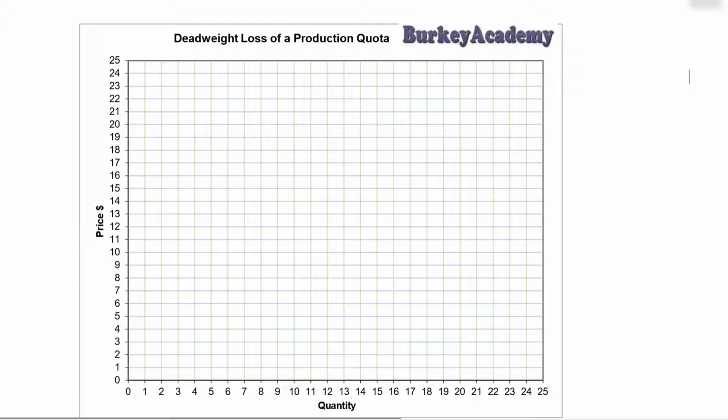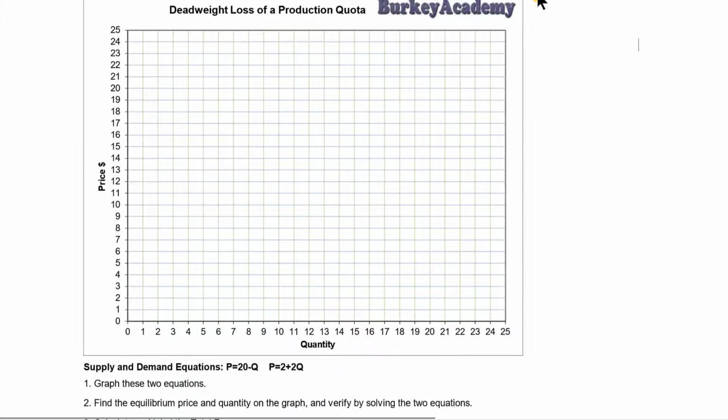So let's go ahead and figure out the equilibrium quantity and everything that happens there, and then we'll analyze the quota. So our equations for the day are the demand curve is going to be P equals 20 minus Q, and the supply curve P equals 2 plus 2Q. 20 minus Q, y-intercept is 20, and the slope is minus 1. So we're going down to an x-intercept of 20. Down 1 over 1, down 1 over 1.